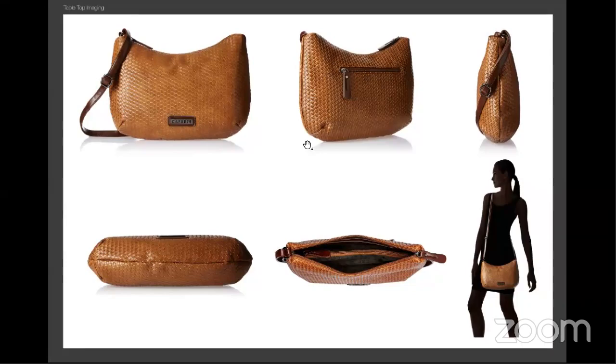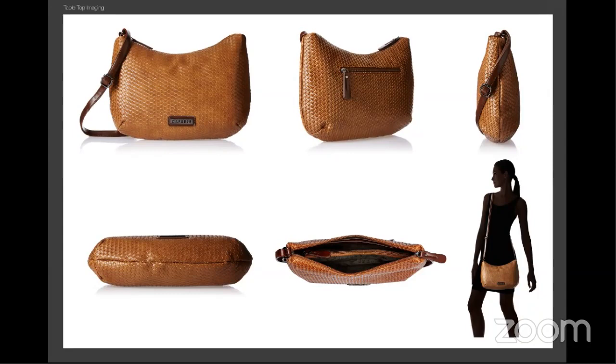Just before I forget to add on this, right? While shooting this, guys, remember to keep your images consistent. What do I mean by consistent? You can see the color of the entire bag. Pretty much, it should be as close as possible to the original product that you get, right?